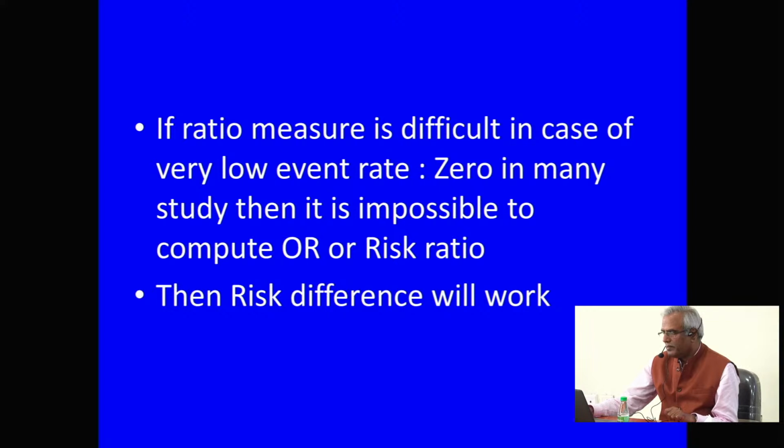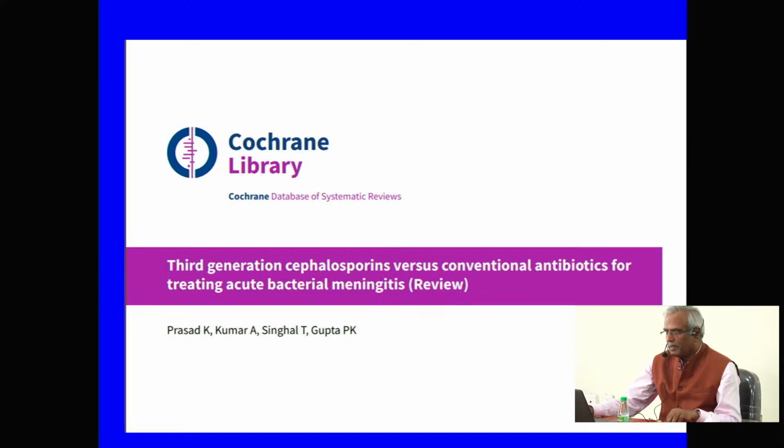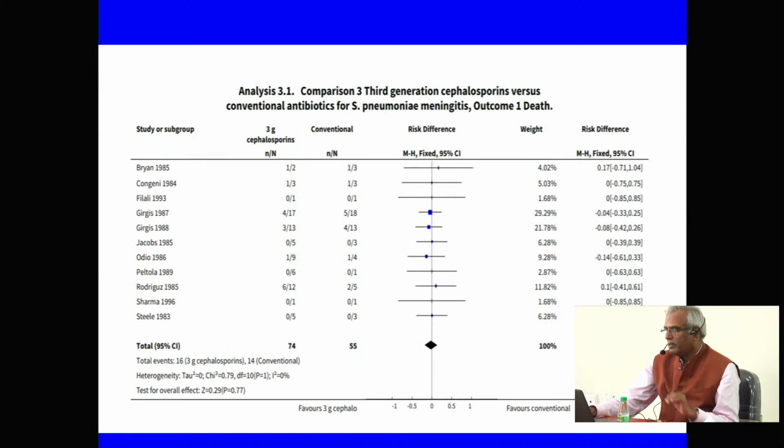But if there is very low event rate, 0 for example, in both the arms, then you can't calculate odds ratio or risk ratio. Peto odds ratio can work if there is a 0 event in one of the arms. But if both arms have 0, then you can't calculate risk ratio. You can't calculate odds ratio. Then what do you use? Then risk difference can be used, right? There are some problems with risk difference also, but we did use it. We did use it in one of our meta-analyses.